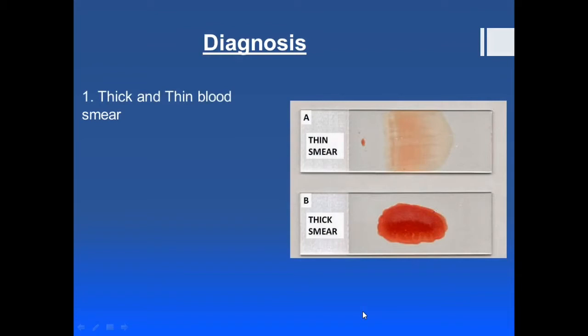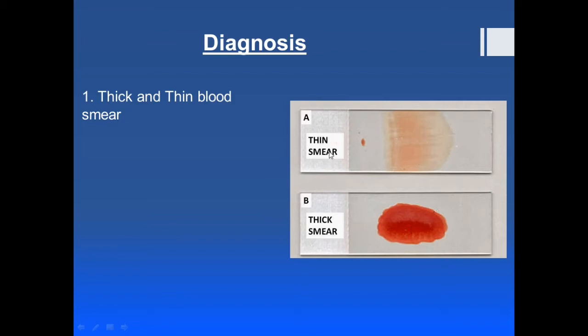First of all, the gold standard is to get thick and thin blood smears. So how do you get a thick blood smear and how do you get a thin blood smear? First of all, a drop of blood is just placed on the slide, so it forms your thick blood smear. This thick blood smear is usually stained with the Giemsa stain, whereas the thin blood smear is usually stained with the Leishman stain.